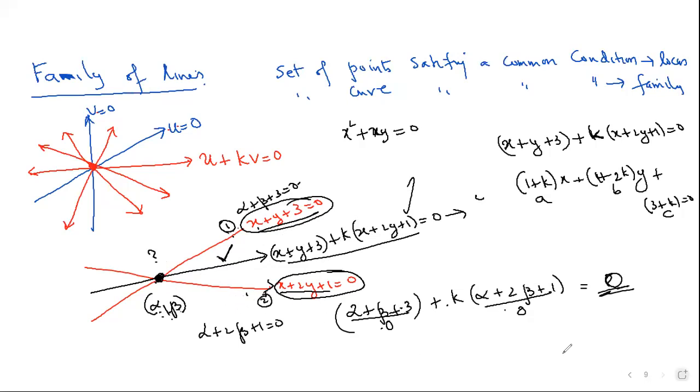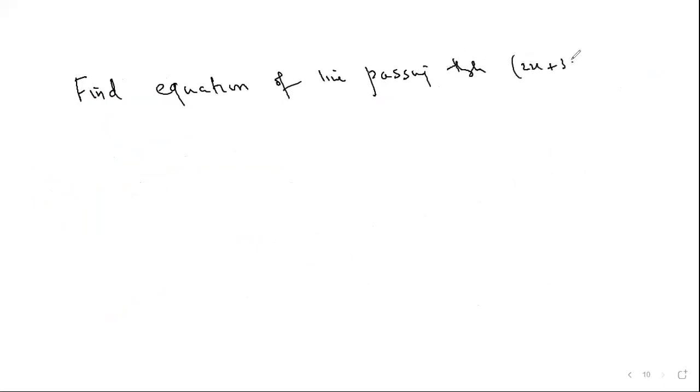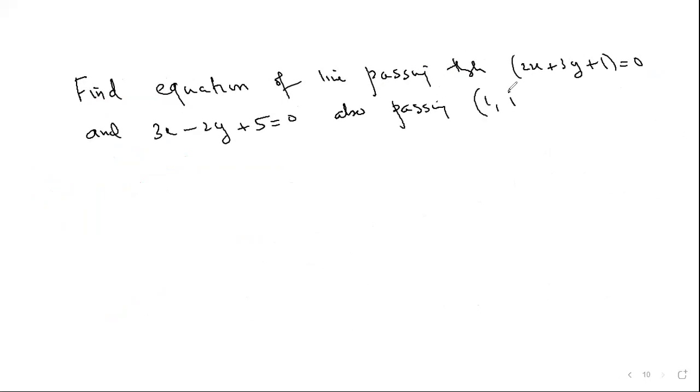Now we come to the application. Don't write, okay? Just listen. Find the equation of the line passing through the intersection of 2x plus 3y plus 1 equal to 0 and 3x minus 2y plus 5 equal to 0, also passing through, say, 1 comma 1. Okay, so I have one line like this here. Don't write, everybody listen.